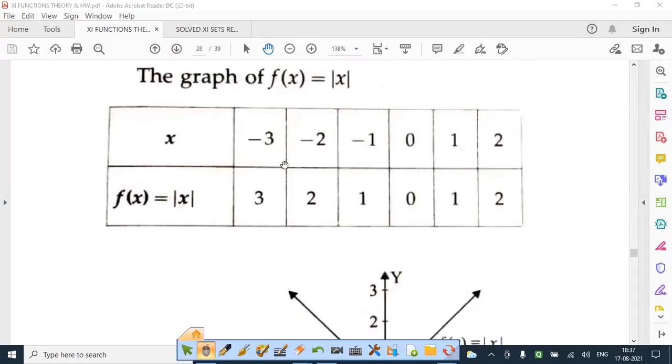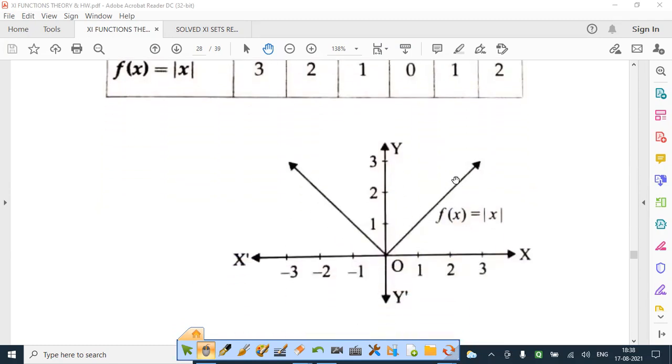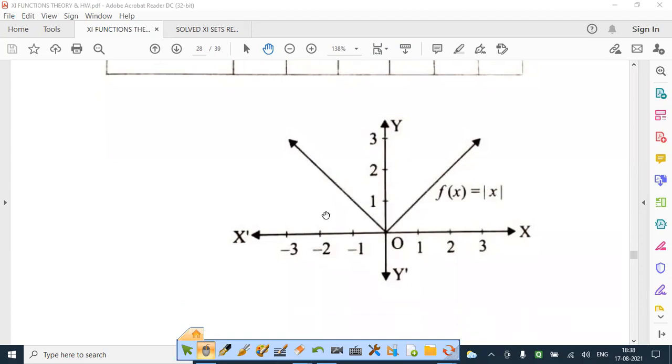Yes. See, the graph of the function. x is -3. What is mod of -3? 3. x is -2. What is mod of -2? 2. -1, 1. 0, 0. Mod 1, 1. Mod 2, 2. Yes, we are going to solve sums on modulus. They are given in the exercises. Don't worry. See, this is the graph. Basically, this is the line y equal to x and this is y equal to minus x. So 45, 45, 45, 45. So the graph is a right angle whose vertex is at the origin.